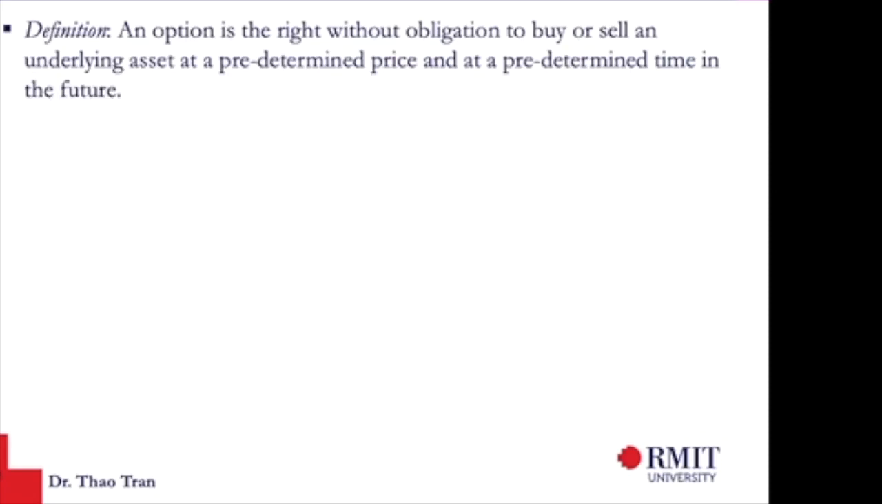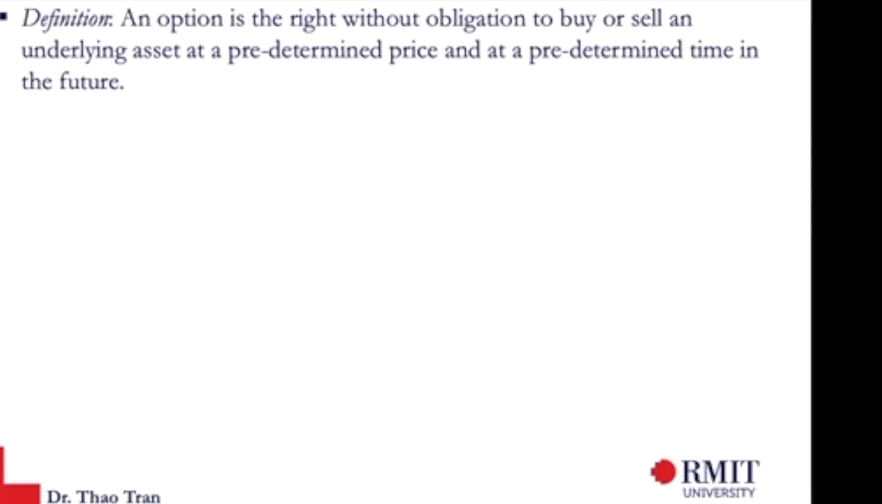Now let's go ahead and get right to the definition of the option. The buyer of the option has the right but not the obligation to buy or sell the underlying asset at the fixed price agreed today at a predetermined time in the future. Okay, so you can see the definition is very similar to forward and futures contracts. The only difference here is the keyword, the right but not the obligation.